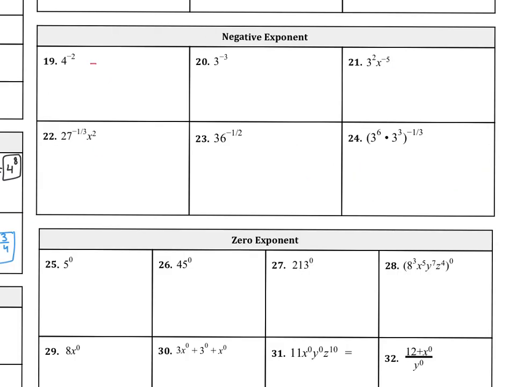Negative exponent, you're going to flip it to make it positive. So that's going to be 1 over 16. 1 over 3 to the power 3, that's going to be 1 over 27. 3 to the power 2 times 1 over x to the power 5. So that's 9 over x to the power 5.